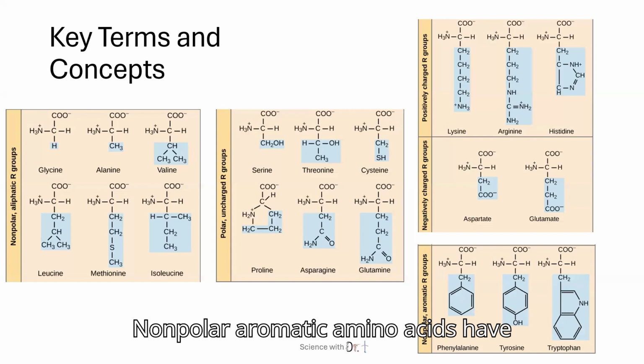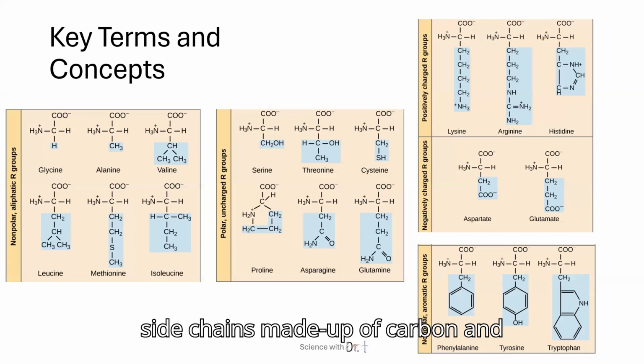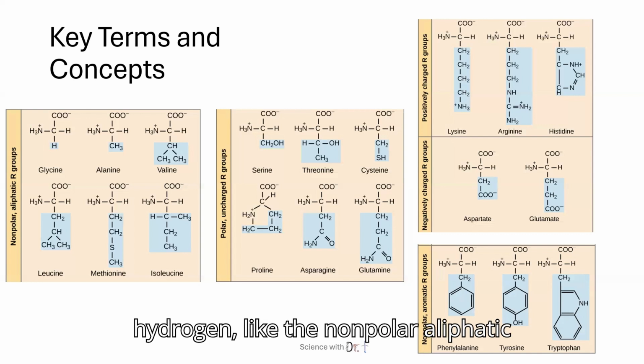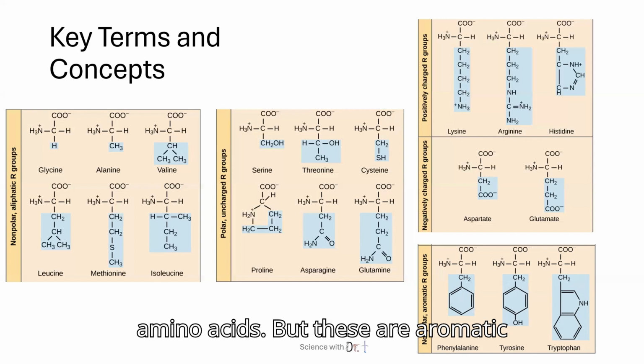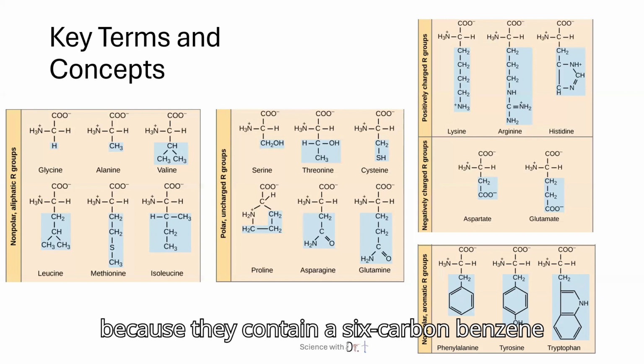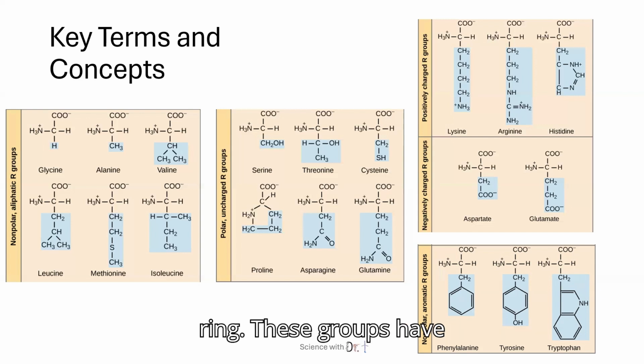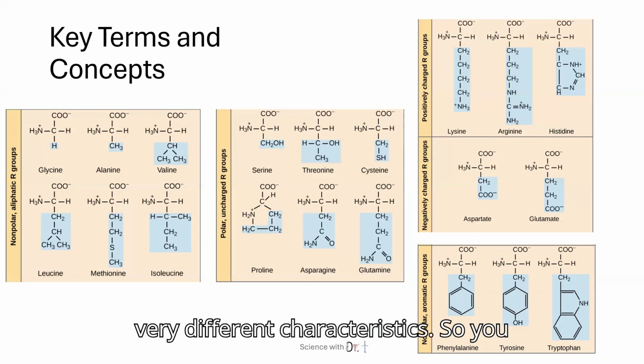Nonpolar aromatic amino acids have side chains made up of carbon and hydrogen, like the nonpolar aliphatic amino acids. But these are aromatic because they contain a 6-carbon benzene ring. These groups have very different characteristics.